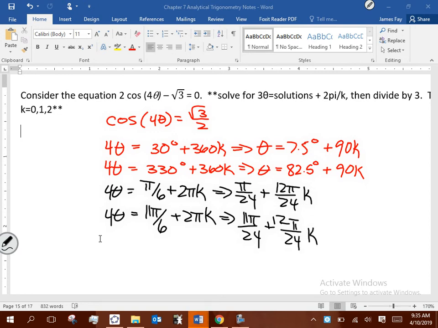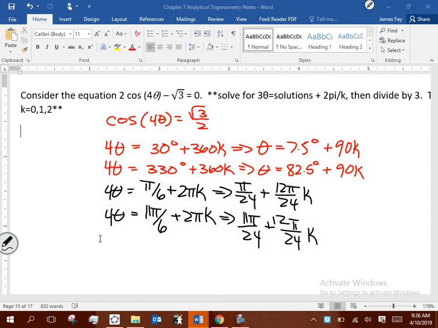Now, here's my argument of why I'd rather do it in radians, and why I'm not going to go any further with the red one. I'll leave that up to you if you want to. But 7.5 plus 90, that's not too bad, right? But what's 7.5 plus 90 plus 90? That's not too bad. But then plus 90 might start getting a little bit uglier, right? 82.5 plus 90. And then add 90 to that, and then add 90 to that. That mental math I don't like, okay?